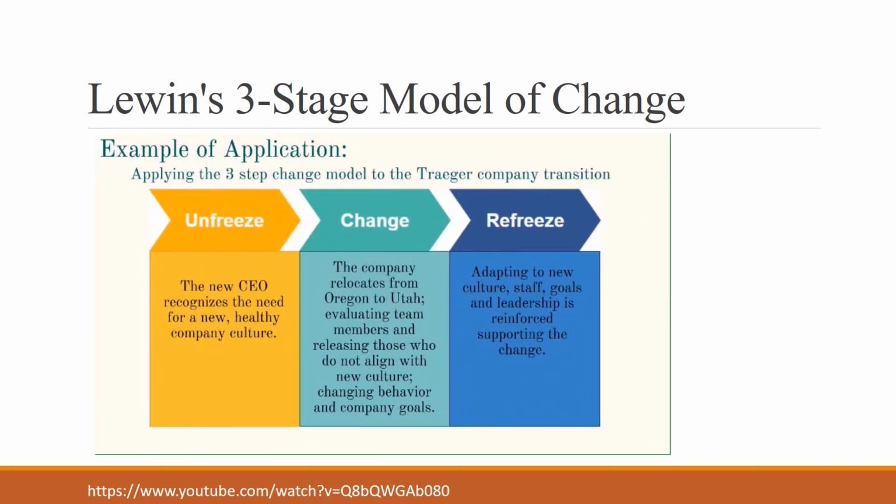An example of this change model in use would be the Traeger company transition. In the unfreeze stage, the CEO identified what behaviors and attitudes needed to be changed to work toward a healthier company culture. This included numerous meetings and cultural surveys to gain a deeper understanding of the underlying issues. He also prepared for the change by hiring some trusted executives that he could rely on to assist with the transition and created the plan in secret.